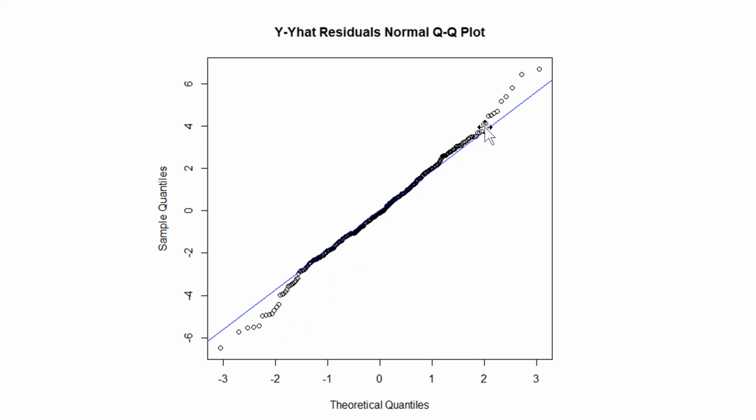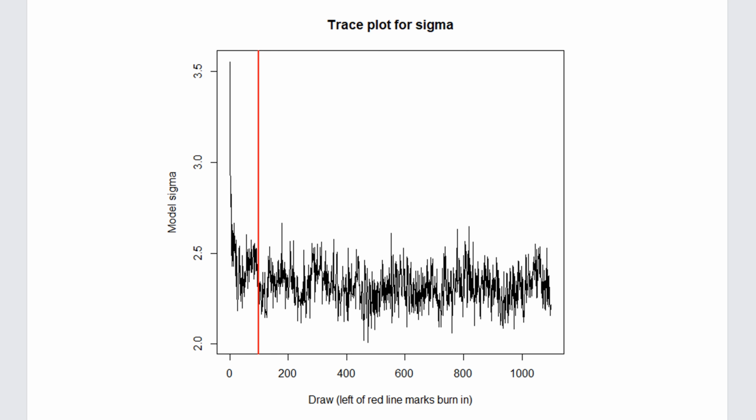That's roughly the case here, where the residuals are falling along this line. A few minor exceptions at the top and bottom. Another plot that is provided is a classic trace plot of the error variances during the Bayesian Markov chain Monte Carlo iterative process, also known as the MCMC iteration process.